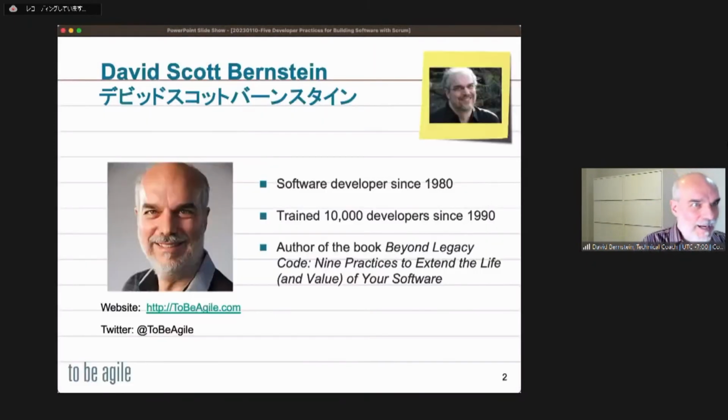This is me. Like I say, I've been a software developer for over 30 years. That's kind of scary to say. And I've trained over 10,000 professional software developers at the top companies in the world. And I've learned a lot from the people I've worked with. If you want to get in touch with me, you can go to my website, tobeagile.com. I wrote a book called Beyond Legacy Code in English, and it was, I'm so glad, translated into Japanese as well, so you can read it in Japanese.